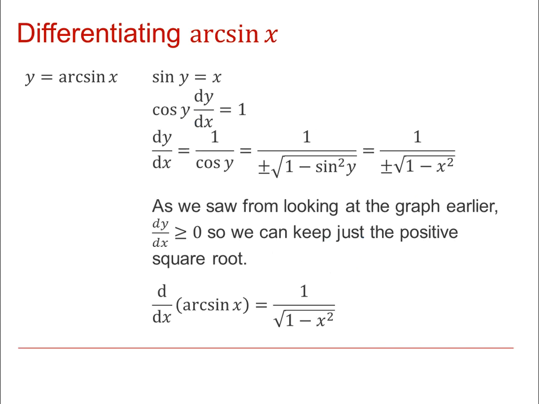So let's just look through that again very quickly. We used the idea of y equals arcsine x to mean that sine y must be equal to x, and then implicit differentiation. And then once we've done that, we've used the trig identity here to give us that cos y is the square root of 1 minus sine squared y. This is a general method that you'll see repeated in other videos.